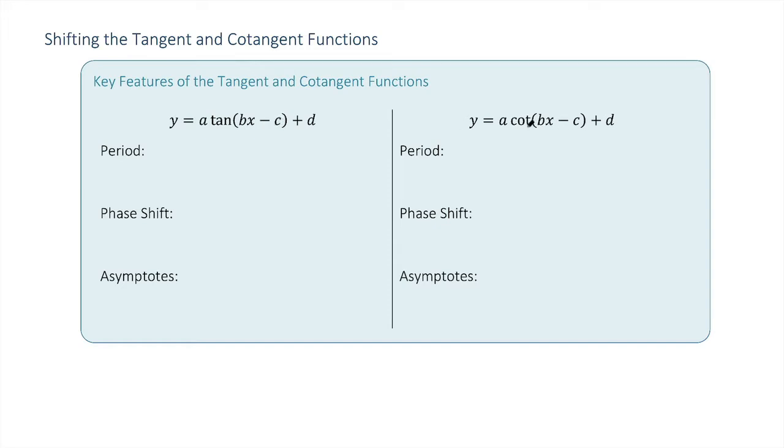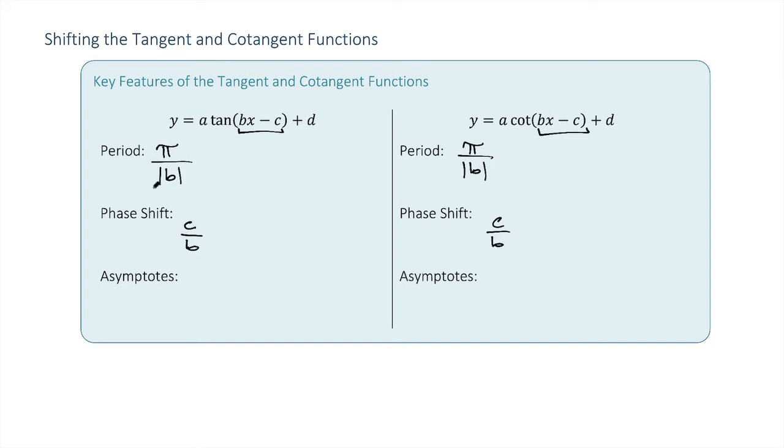So to graph these, there's a few things that are important to know. First of all, the period. The period of both of these is pi over the absolute value of b. The phase shift is the x value that gives you a 0 inside the parentheses. So that is x equals c over b. So our phase shift is c over b. And the phase shift is useful because it gives us a starting point for the function. It really just describes the horizontal shift that has occurred.